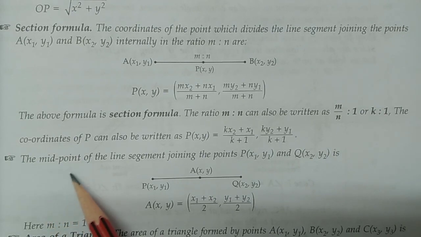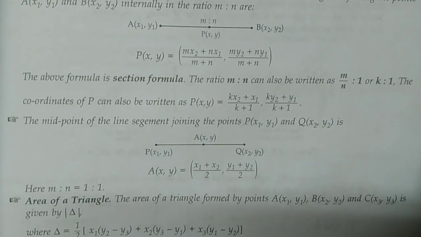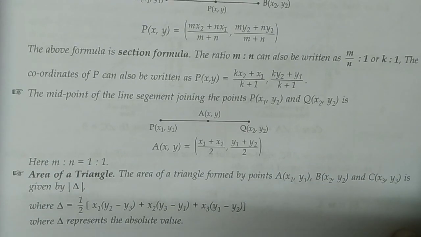given the midpoint of the line segment joining the points P(x1, y1) and Q(x2, y2), it's A(x, y). So A(x, y) equal to (x1 plus x2) by 2, comma (y1 plus y2) by 2. Here m ratio n equal to 1 ratio 1, it's given here. So now we can complete from here.